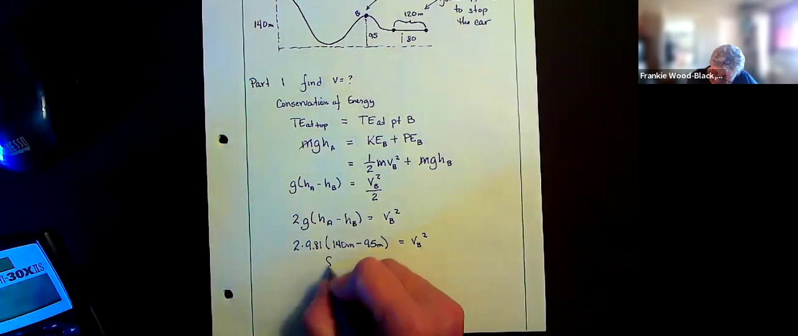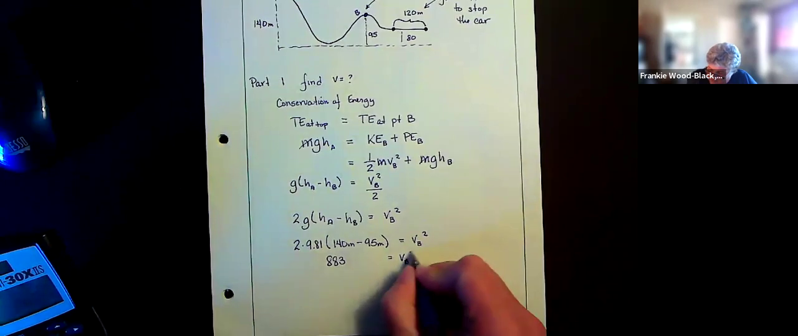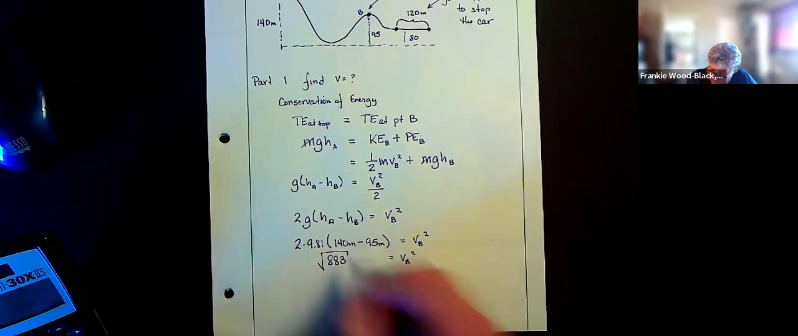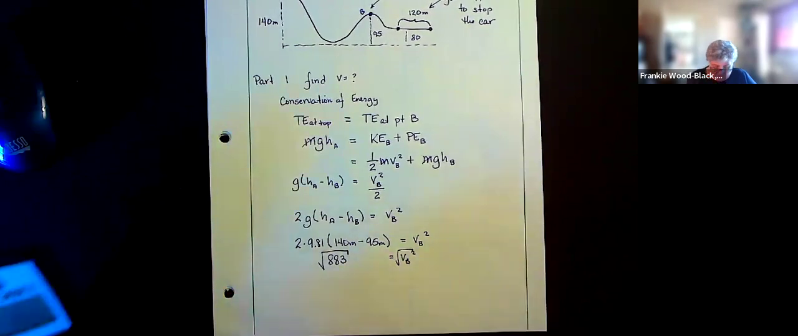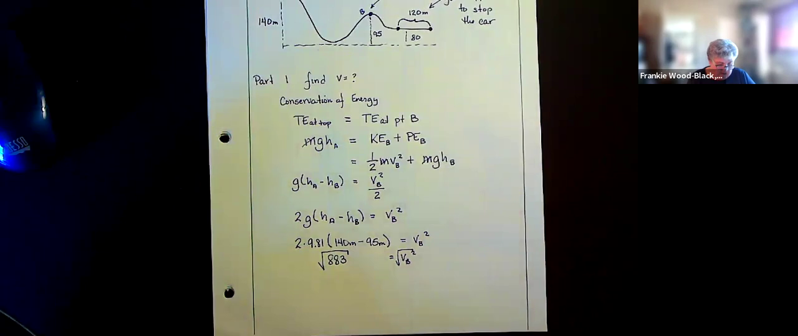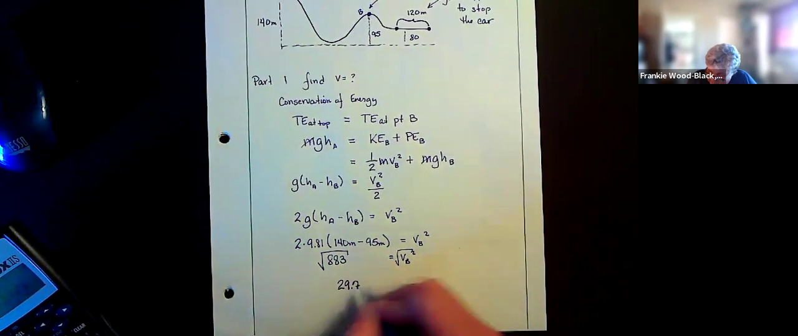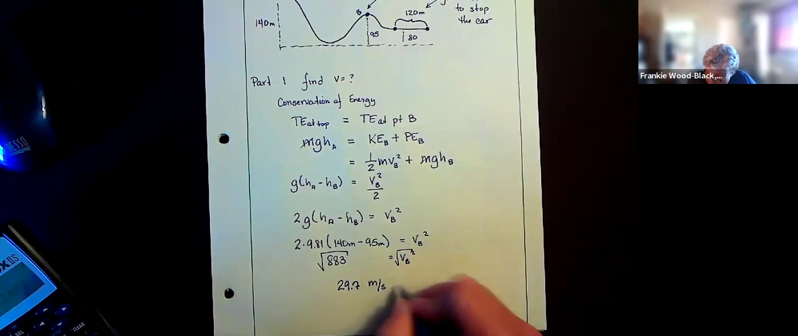That says it's going to be 883 is equal to v_B squared. Take the square root of that. And we're going to end up with 27.7 meters per second is the velocity at B.